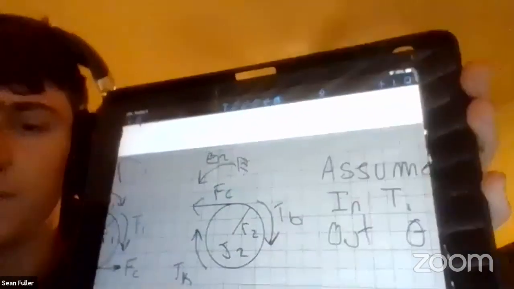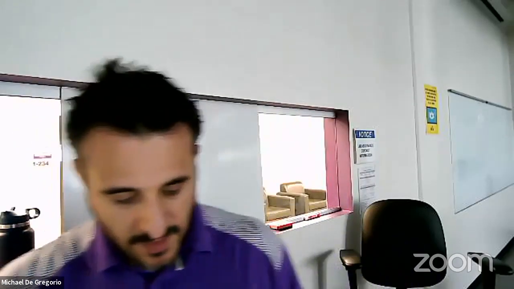Very close. What else you got? So you got the input is T1 and the output is theta 3, which is valid and good. And I would say that's good to go. Let's talk about the truths, because the truths shouldn't change very much. And then we'll go back and we'll talk about free body diagrams. So what do you have for the mathematical truths?